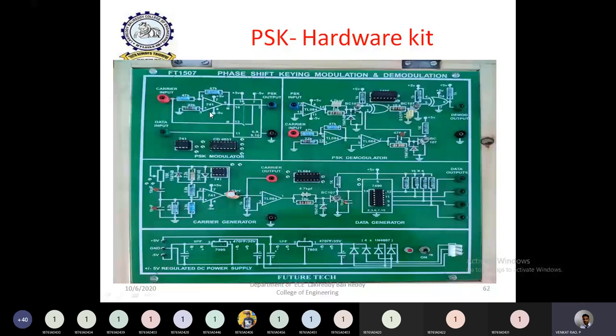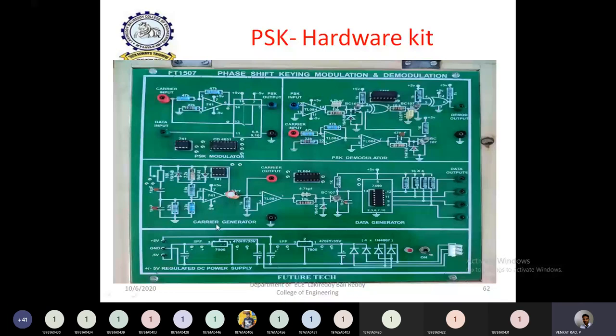So what you need to observe here is how the signal is generated, how the carrier is generated, and how the input digital data is selected. Let us observe all these things. To do any digital modulation technique, first of all we need a digital input, or a data input. So in this entire kit, where is the data input generated?